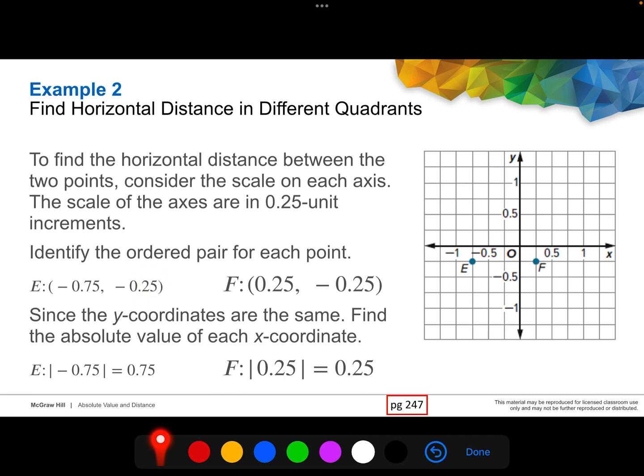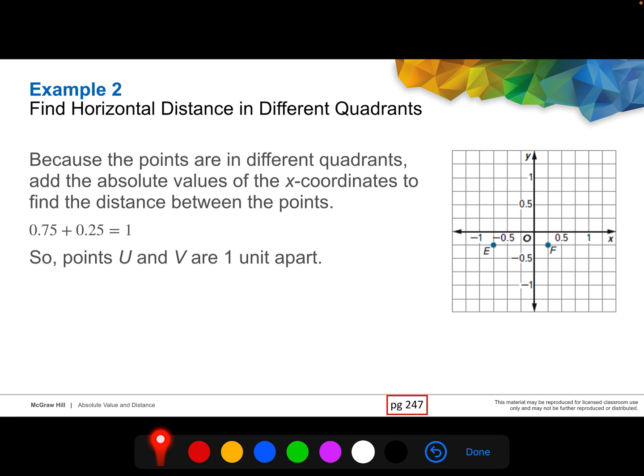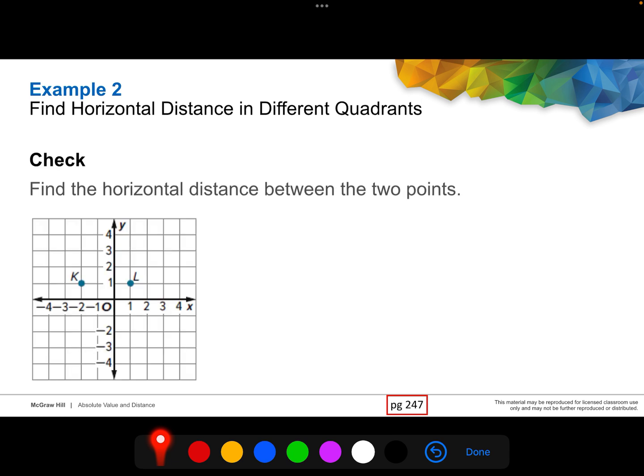You can see the y coordinates are the same. So the absolute value of the x coordinate in this case is 0.75 and this absolute value is 0.25. So I'm now going to add the two absolute values because they're in different quadrants. That gives me 1 unit. So if I look at this, that's 1, 2, 3, 4 squares. When I look at my scale, 1, 2, 3, 4, that is 1 unit. And that's just what we saw here. Do the check problem on your own.